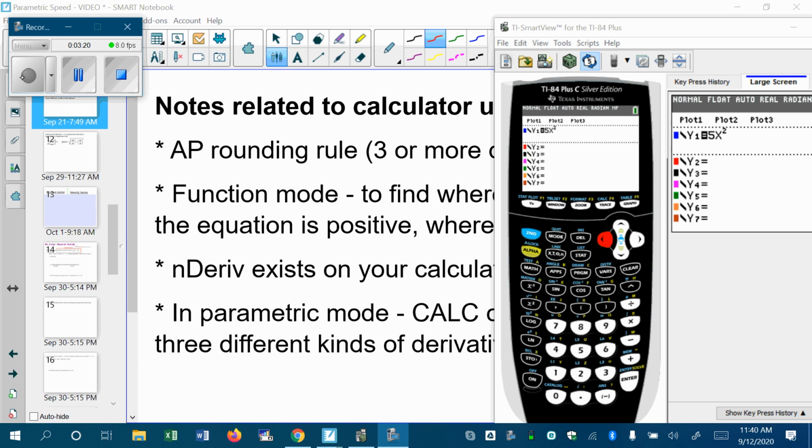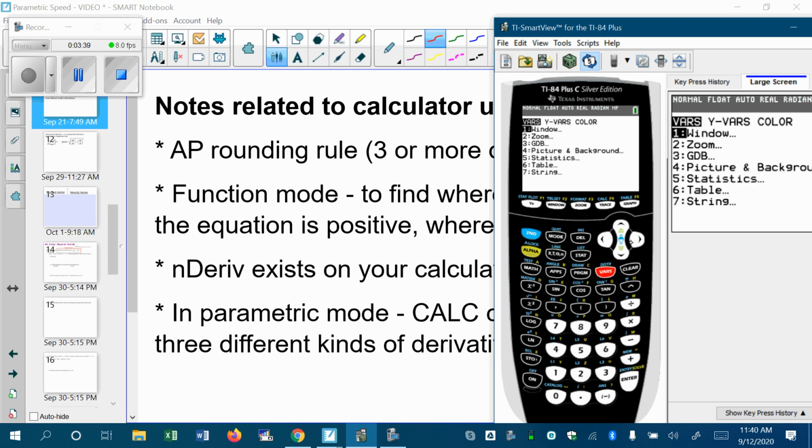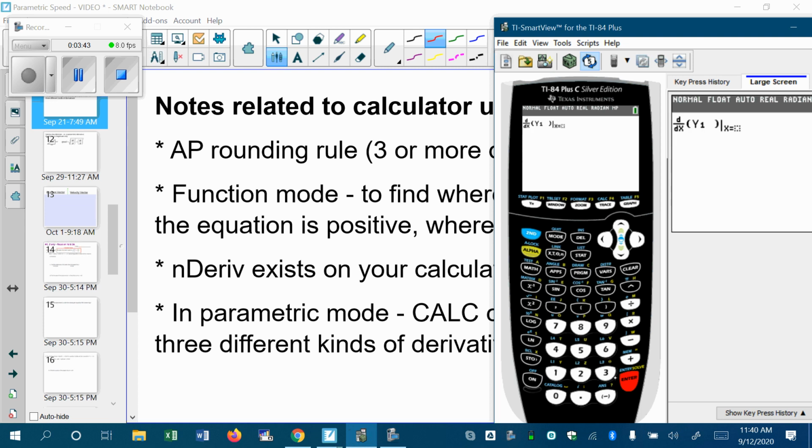So I'm in regular function mode. I have 5x squared. I want to find the slope of that function when x equals a particular number. So I can go into the math menu. I can pick item number 8. I want the derivative with respect to x of my function that is in the y menu, Y equals, it's my y1. I could certainly do that by typing in the equation itself, but if I already have the equation in my y equals, especially if it's a very cluttered equation, I don't want to have to type all that again.